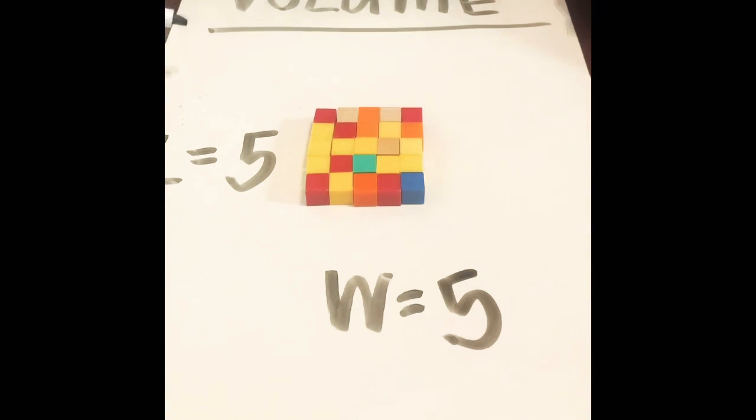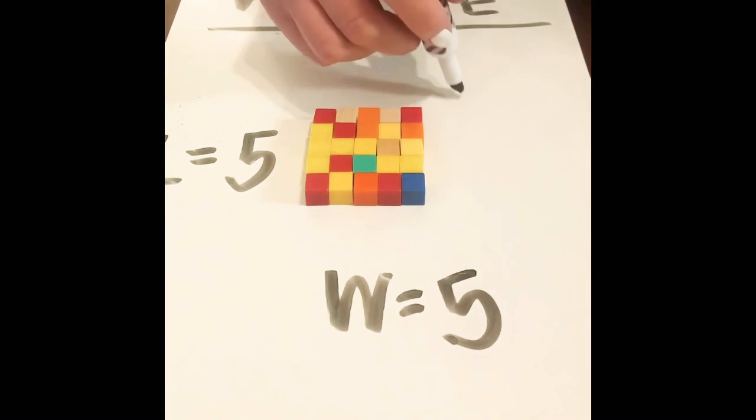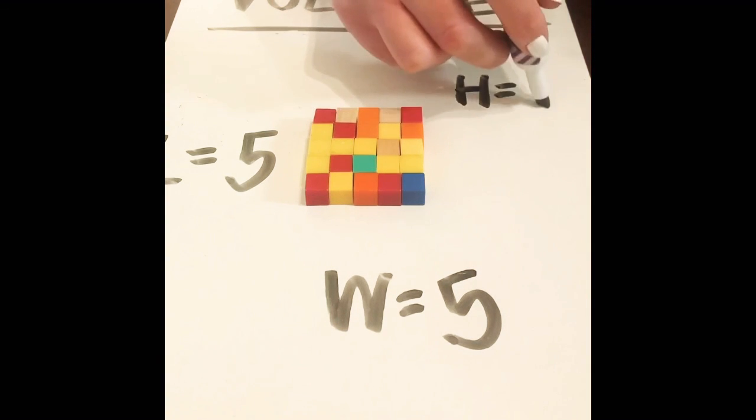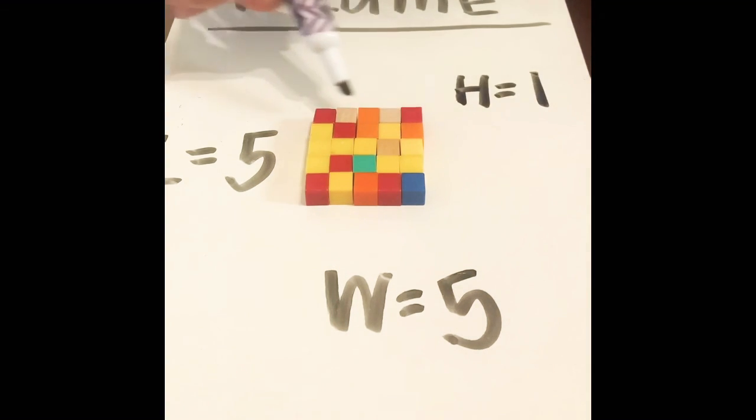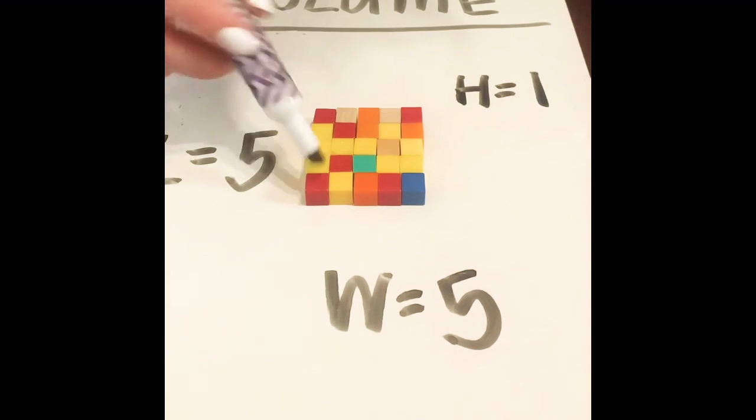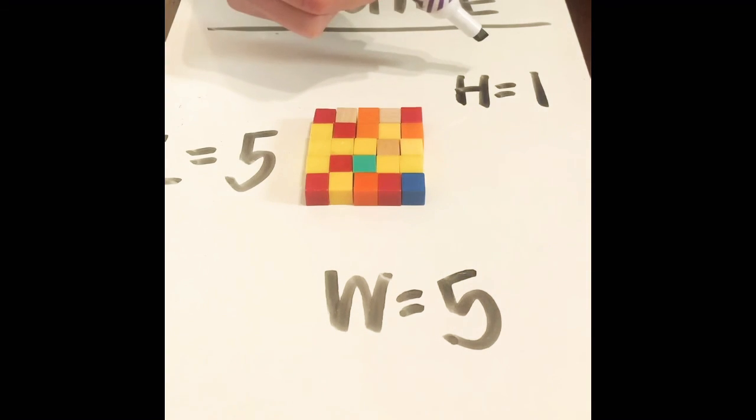So in order to make a 3D rectangular prism, the next dimension that we need is height. Since there's only one layer in this array of cubic centimeters, we might also say that the height is equal to 1. So we've got 5 cubes by 5 cubes and only one layer.